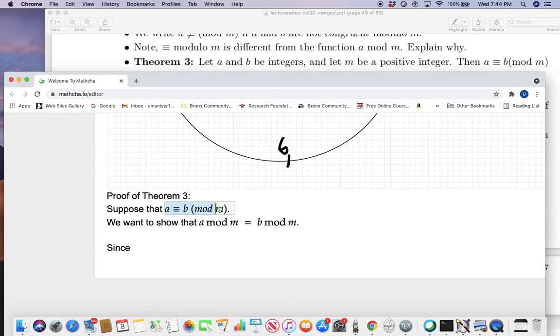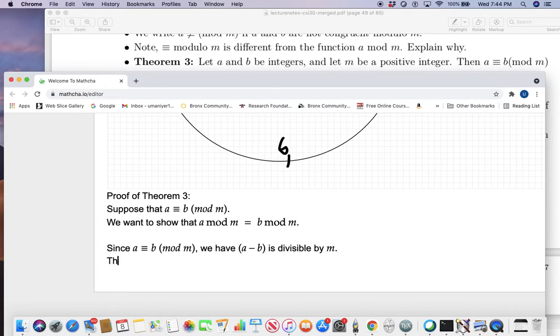Since a is congruent to b modulo m, we have a minus b is divisible by m. What does that mean? There is a number n such that m times n is a minus b. Therefore, a itself is mn plus b. Alright, so a is mn plus b.